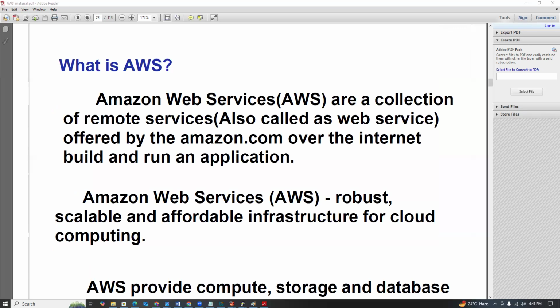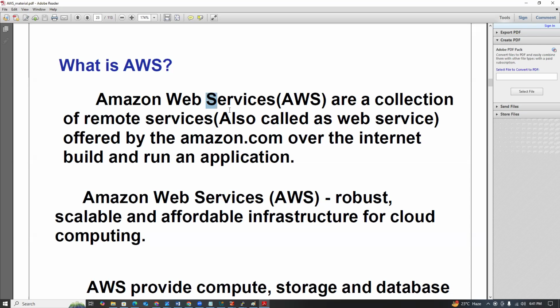So what is AWS? Amazon Web Services. AWS is a collection of remote services. What are those services? The core services: computing services, networking services, storage services, database services. These are also called web services offered by Amazon.com over the internet to build and run an application. So if you want to build and run an application, we can use AWS.